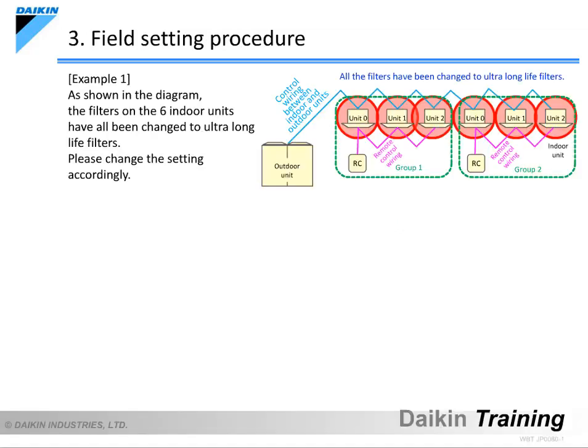Let's learn about the field setting procedure using this example. As shown in the diagram, when the filters on the 6 indoor units are all changed to ultra-long life filters, the setting for these indoor units must be changed accordingly. Note that Group 1 and Group 2 must individually be changed to the same setting using the respective remote controllers.